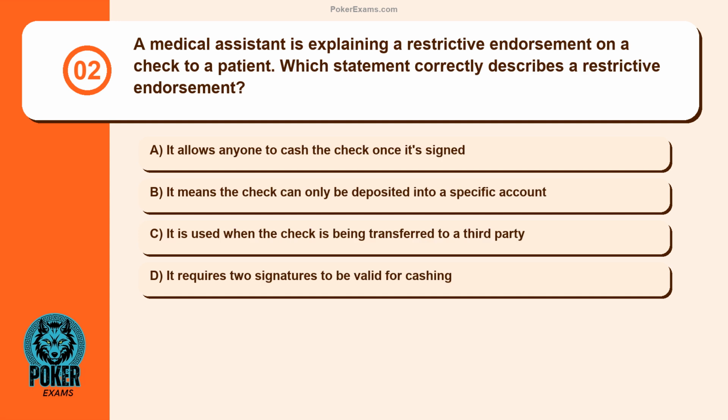Question 2. A medical assistant is explaining a restrictive endorsement on a check to a patient. Which statement correctly describes a restrictive endorsement? It allows anyone to cash the check once it's signed. It means the check can only be deposited into a specific account. It is used when the check is being transferred to a third party. It requires 2 signatures to be valid for cashing.